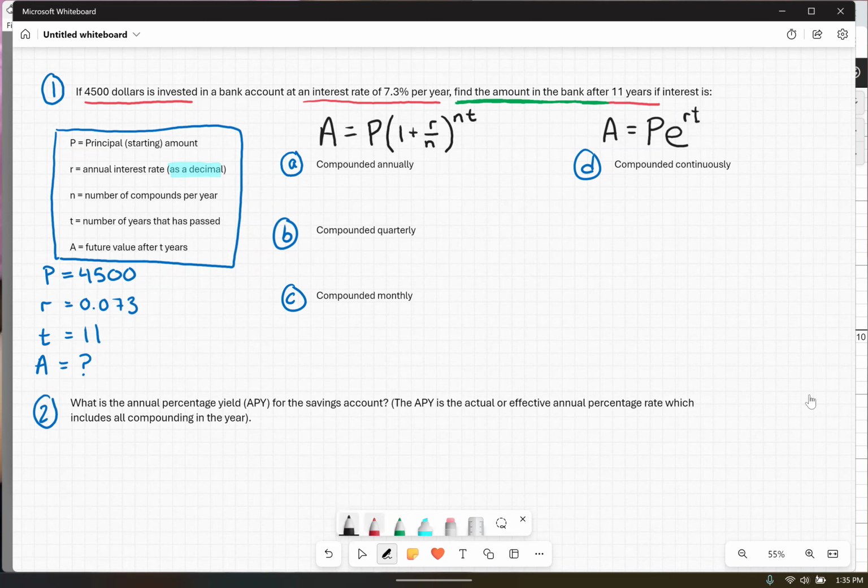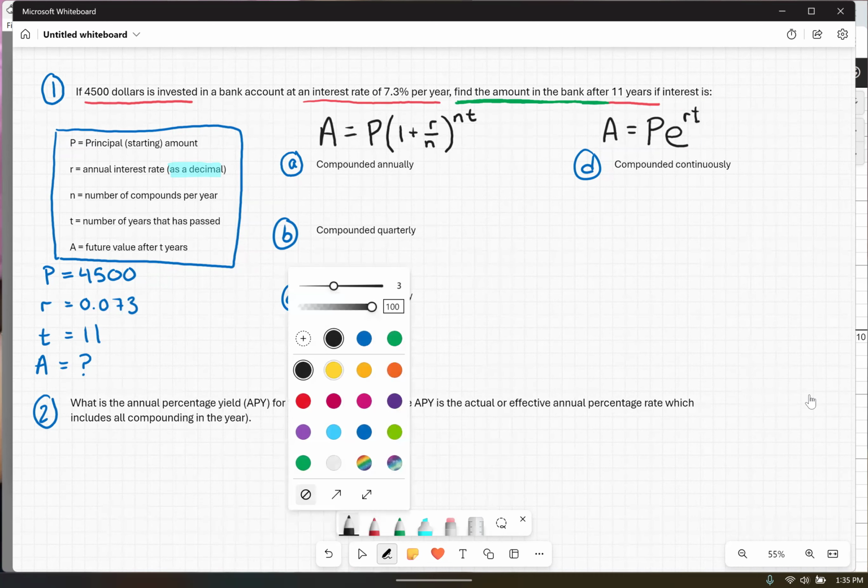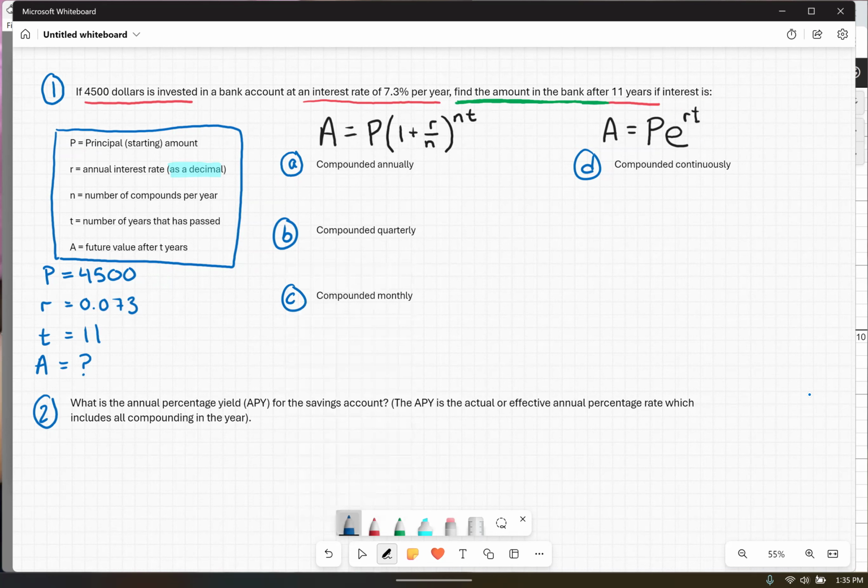Okay, so let's see what we're plugging into our formulas here. Let me switch back to blue. Compounded annually, that means once per year, N is equal to 1. Compounded quarterly, if the year is split up into 4 quarters, N would be equal to 4. 4 quarters in a year. And compounded monthly, N would be 12. Once per month, 12 months in a year.